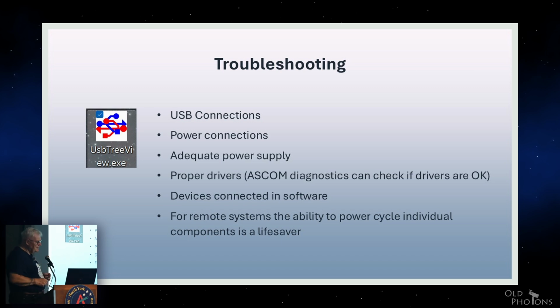This icon is for a piece of software called USB Tree View. And what it does is it shows you a listing of all the USB devices connected to your computer. And you can go in and right-click on the device and start it. And so sometimes if I'm having trouble connecting to a device, I'll reboot the device and boom, it connects and away it goes. So it's a wonderful little piece of software.